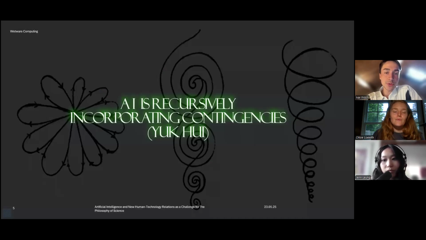And this is a point which is also made by Yuk Hui in his book Recursivity and Contingency, in which he basically says that contemporary AI and AI development is dependent on a logic of recursively incorporating contingencies, meaning that it's guided by this myth of objectivity to make the whole world rational, rationalize everything by means of predicting it. So every contingent event is being consumed by this predictive logic.